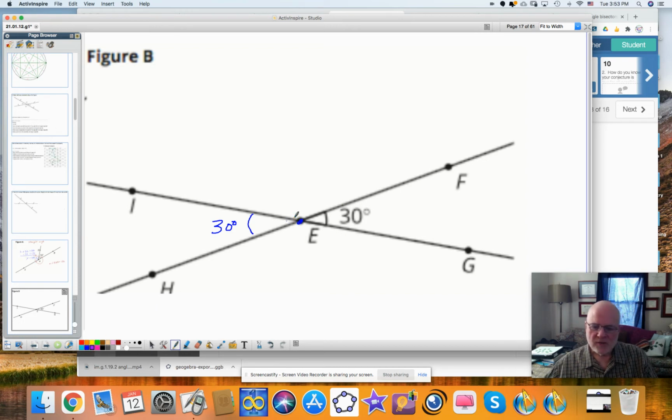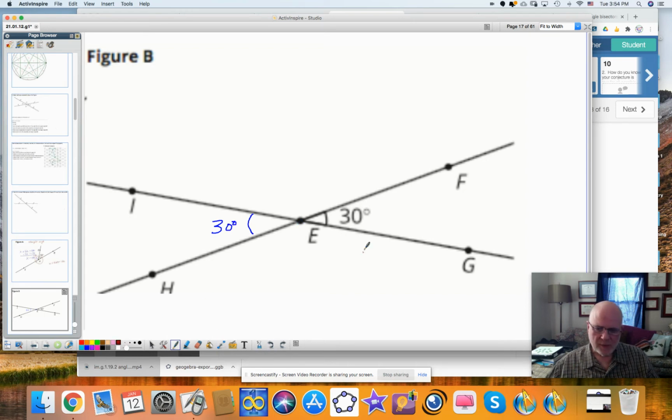Another way I could do this, if I take the angle bisector of angle IEF. This cuts this into two equal parts. If I were to reflect across this angle bisector, that would get me to 30 degrees to the same place. And now comes a different way. I'm going to show you mathematically how I would do this.